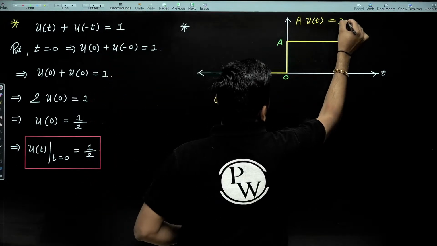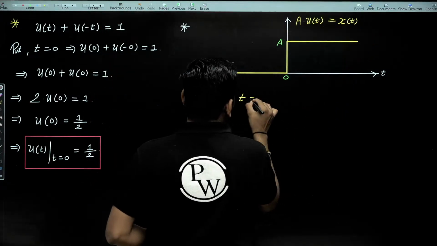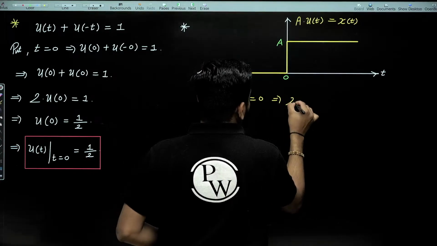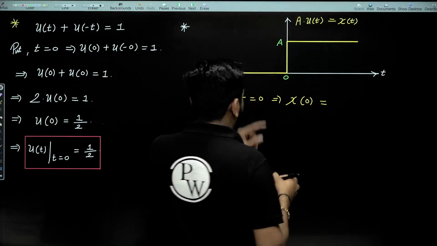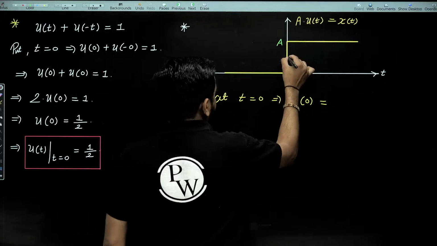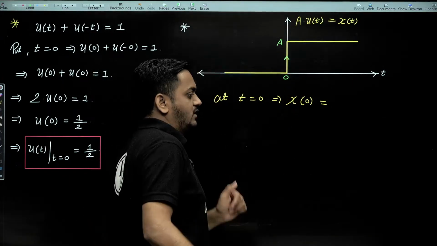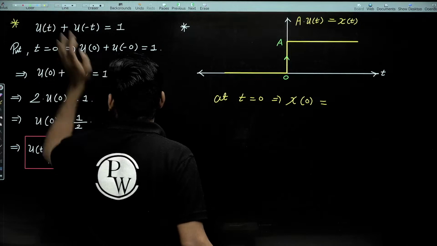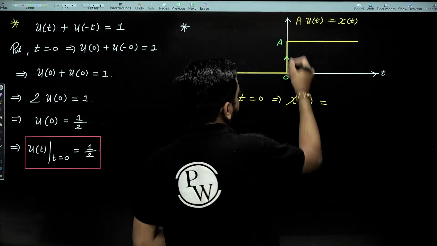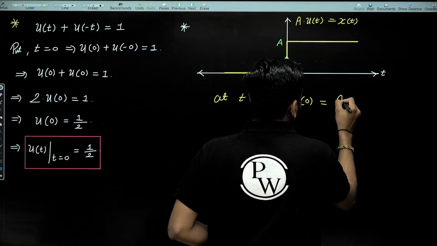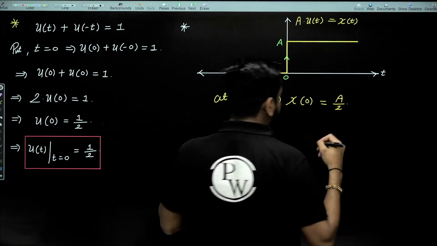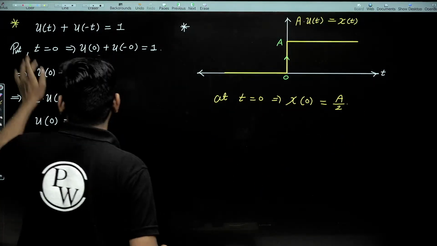So this is equal to x of t at t equal to 0. X of 0, actually there is a sudden change in amplitude from 0 to a. So first priority, amplitude is not defined, but as I told you, we can take the average value of maximum and minimum, so it will be a by 2. This will be mentioned in the question, don't worry.